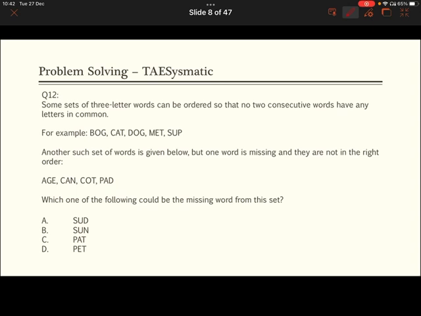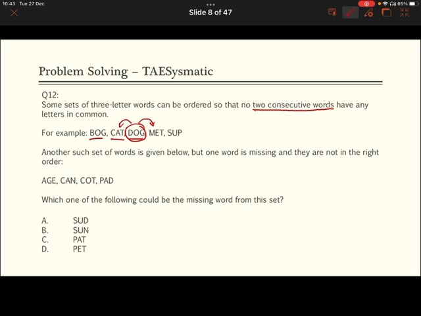Let's read the question. Some set of 3-letter words can be ordered so that no 2 consecutive words have any letters in common. Consecutive means the words next to each other, right? So next to each other means they have no letters in common. For example, BOG and CAT do not have any letters in common. CAT and DOG are beside each other with no letters repeated. So DOG is beside CAT and beside MET, no letters repeated, right? So that is how it works.